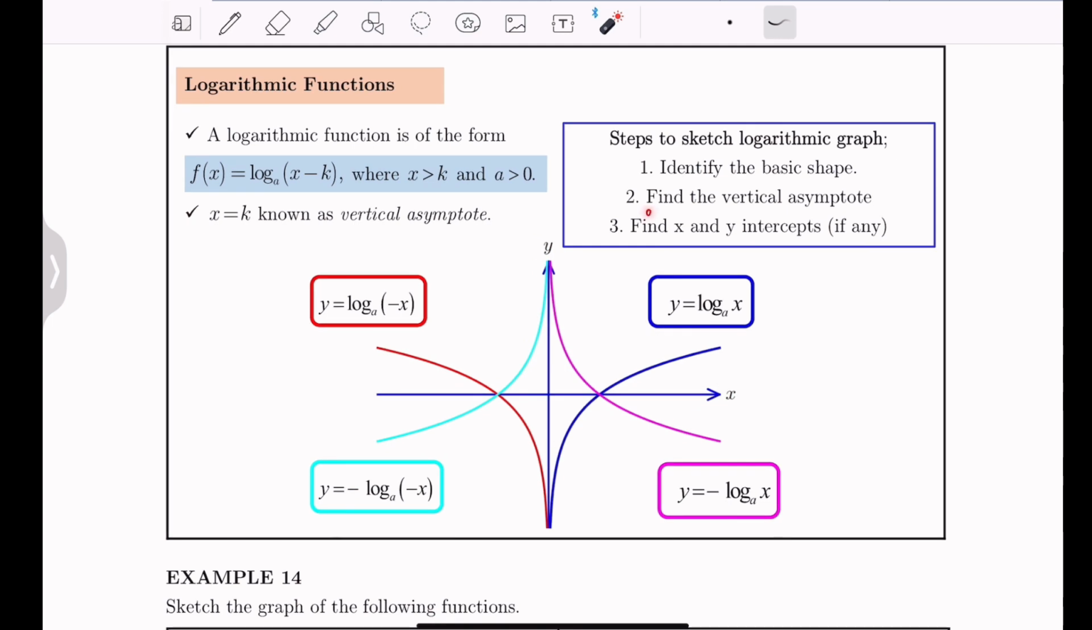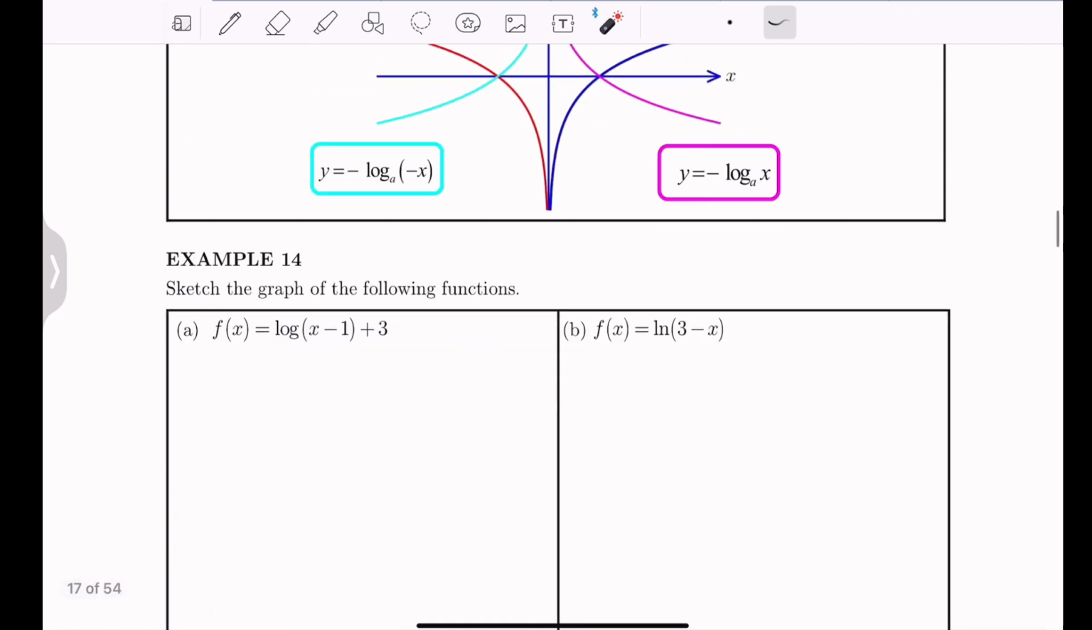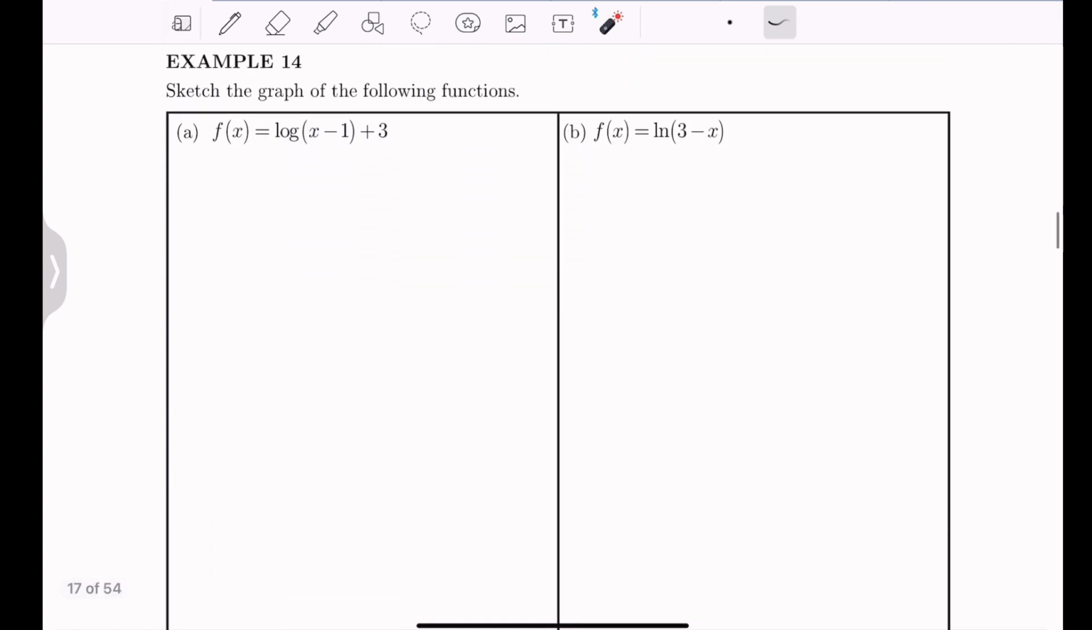The next step is to find the vertical asymptote, and if we need to, we have to find the x and y intercepts. Example 14, we have to sketch the graph of the following function. So first, we have to determine the basic shape. We have positive log, positive x. So the graph should look like this.